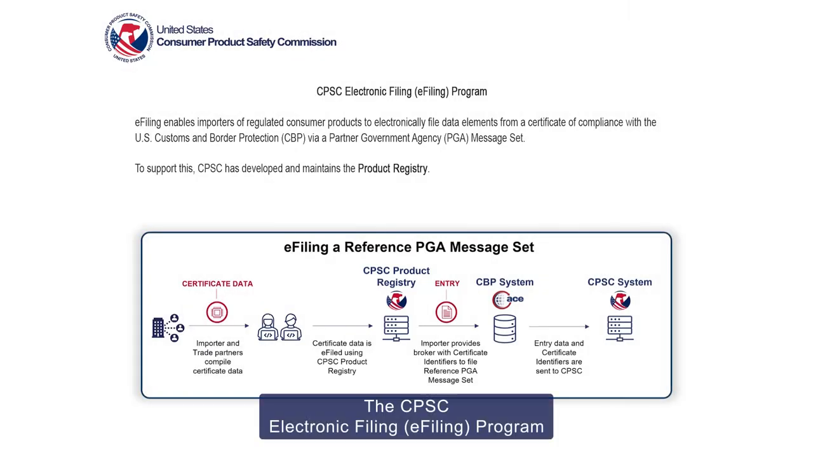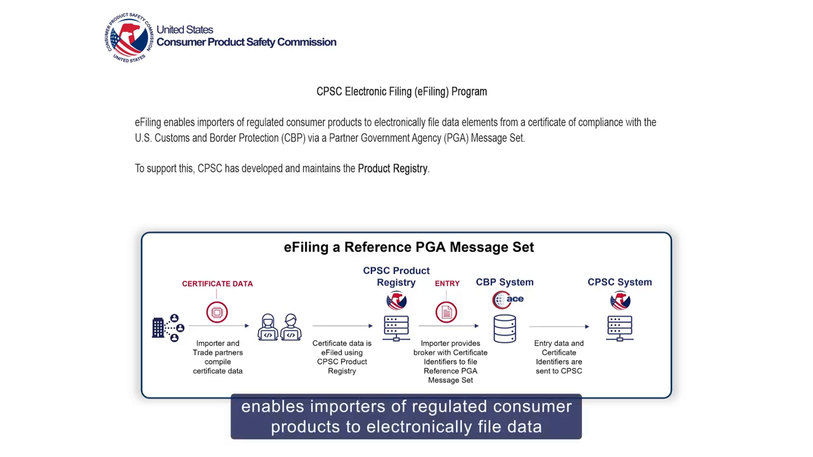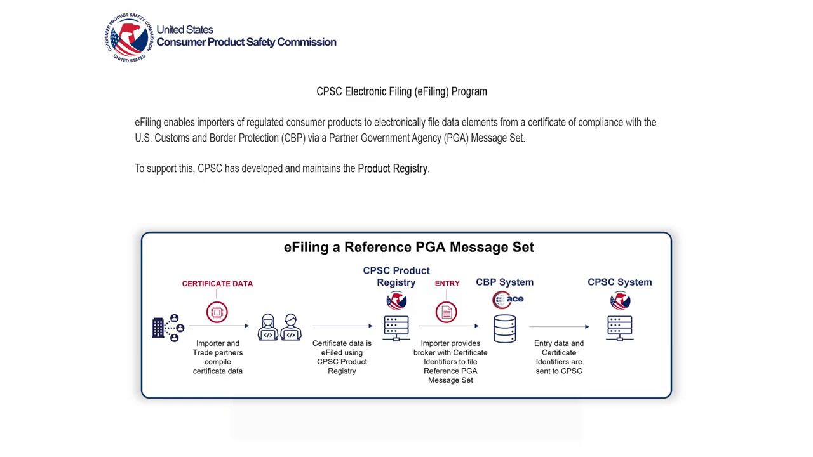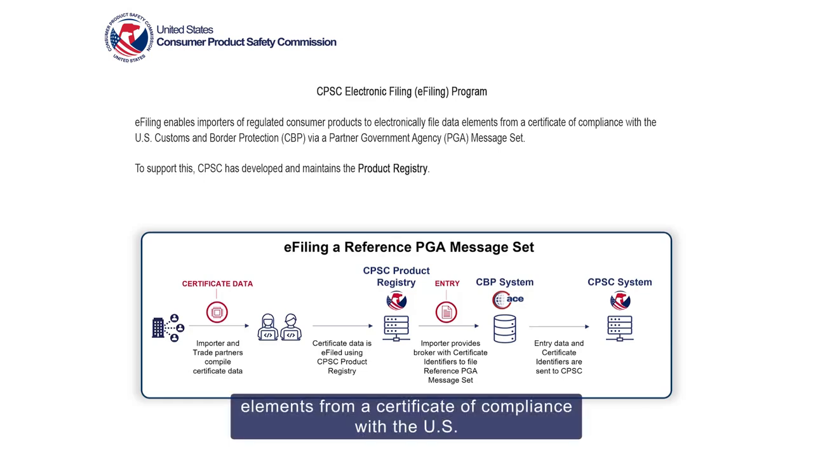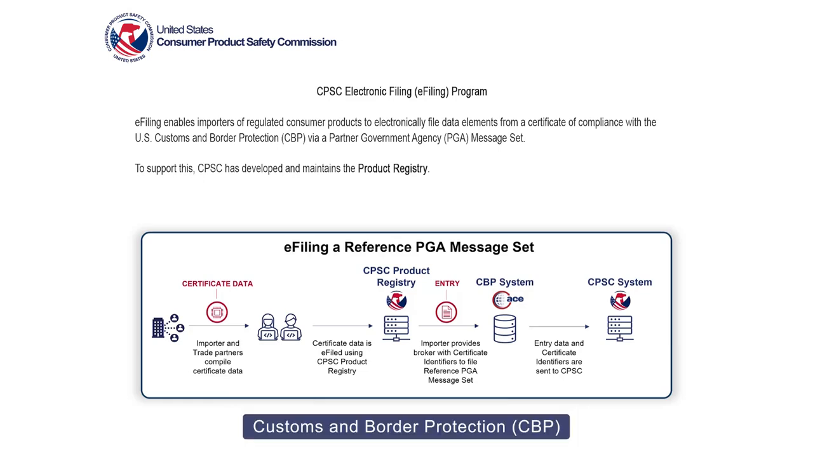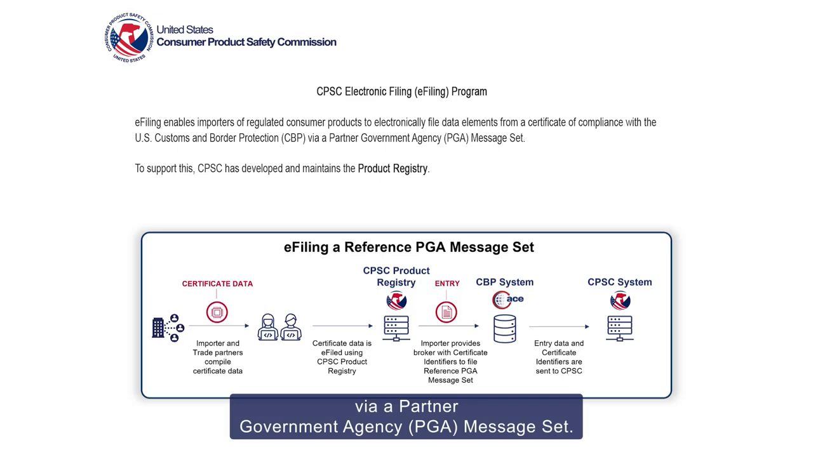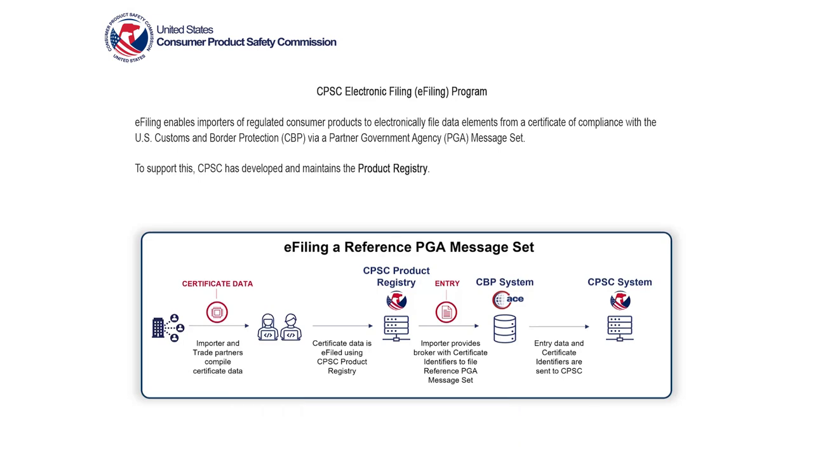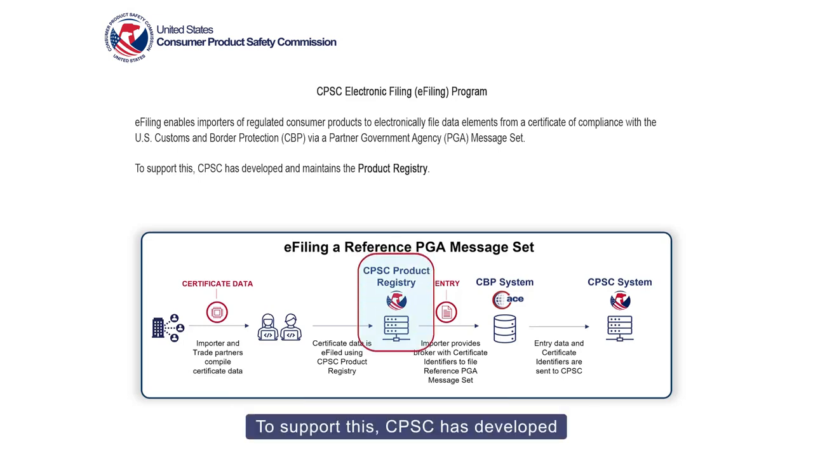The CPSC Electronic Filing, or e-filing program, enables importers of regulated consumer products to electronically file data elements from a certificate of compliance with the U.S. Customs and Border Protection via a partner government agency message set. To support this, CPSC has developed and maintains the Product Registry.